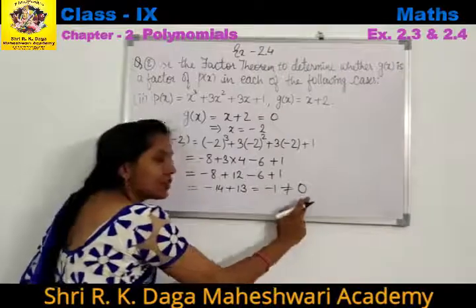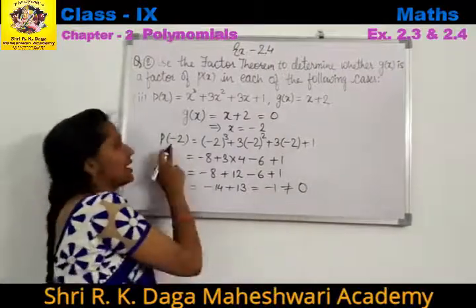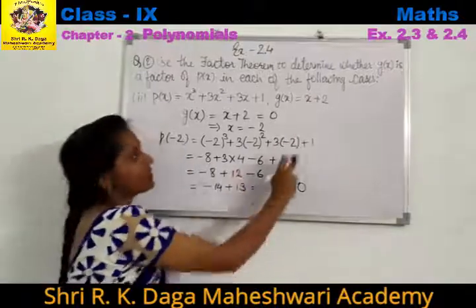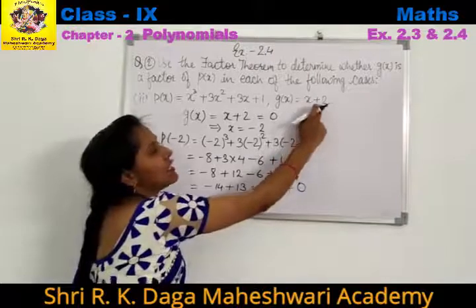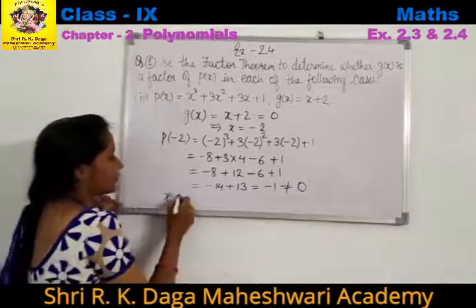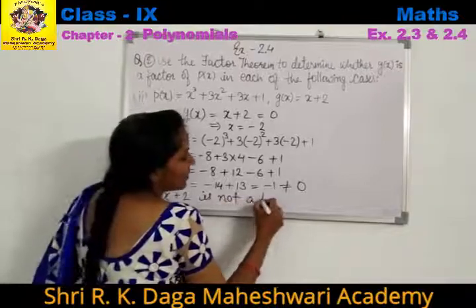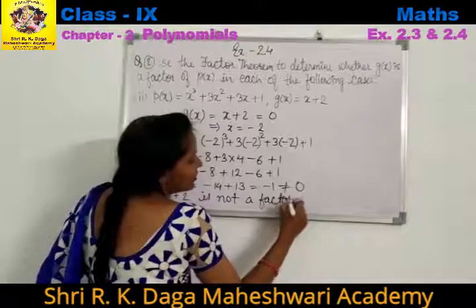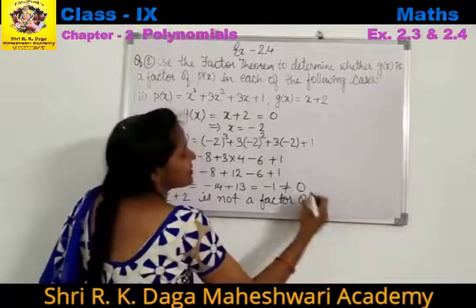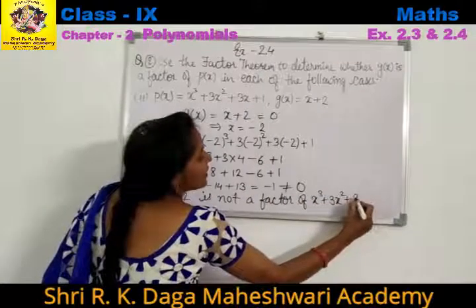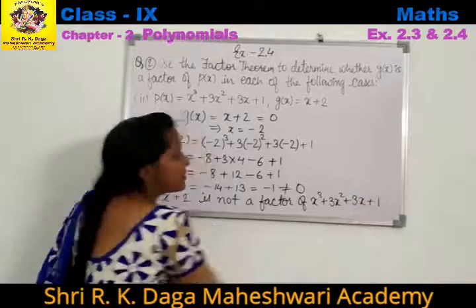यदि ये 0 के इक्वल नहीं है, that is remainder is not equal to 0, and if remainder is not equal to 0, then x plus 2 is not a factor of x cube plus 3x square plus 3x plus 1.